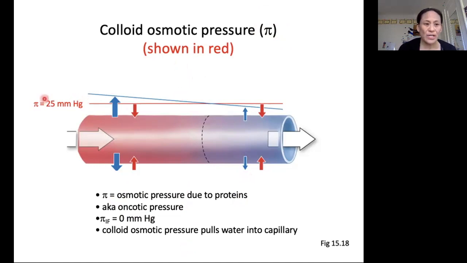Colloid osmotic pressure tends to be about 25 millimeters of mercury in the capillaries. Also, colloid osmotic pressure outside of the capillary in the interstitial fluid, that's what the IF is for, interstitial fluid, is 0, okay? So again, because we have a 0 colloid osmotic pressure outside of the capillary and a 25 millimeter of mercury colloid osmotic pressure inside of the capillary, we're going to tend to have absorption. It's going to tend to pull water into the capillary, okay?